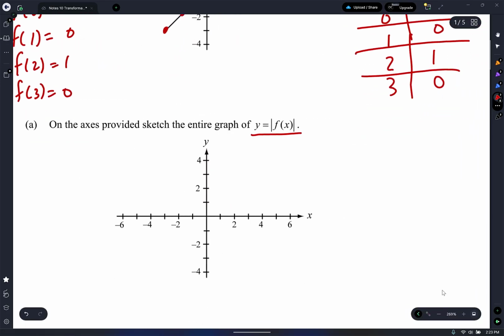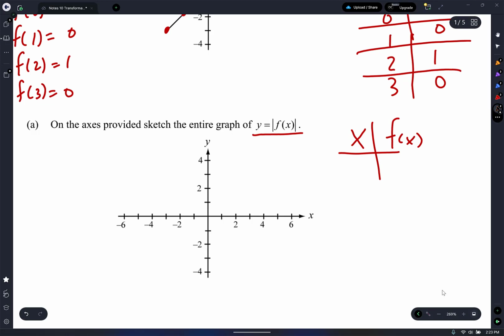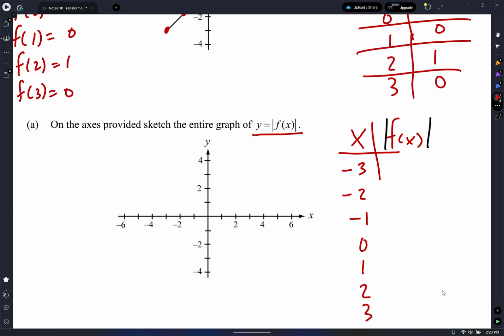Here we go. I'm going to make a table. x, f of x. Actually, I'm going to put an absolute value around it, absolute value like that. Negative 3, negative 2, negative 1, 0, 1, 2, 3. I haven't done anything crazy, so relax.